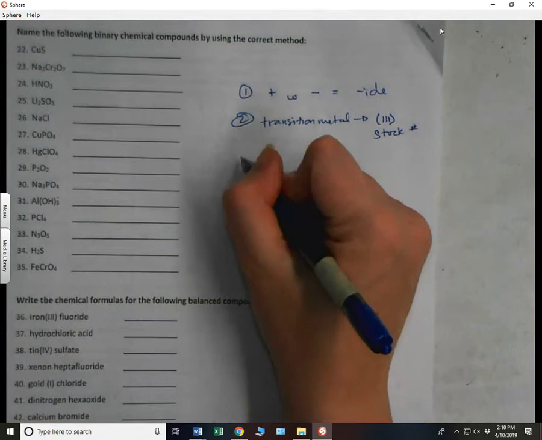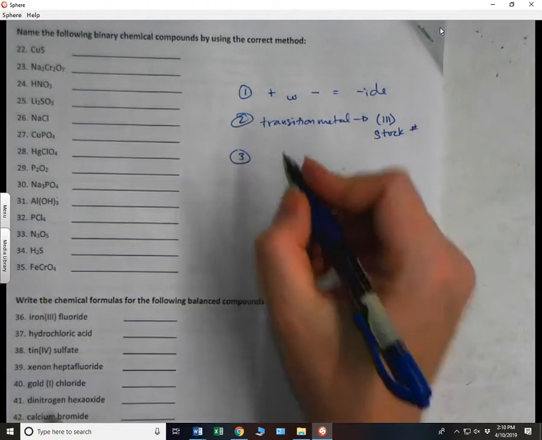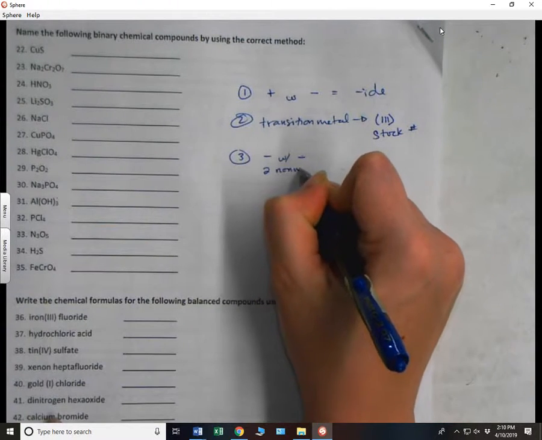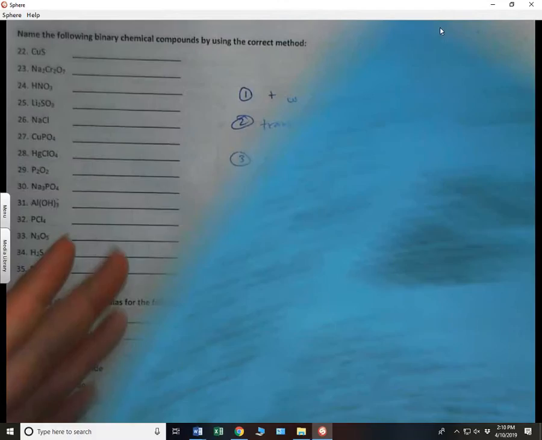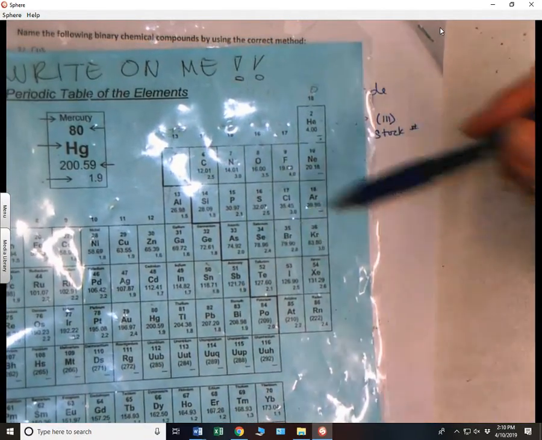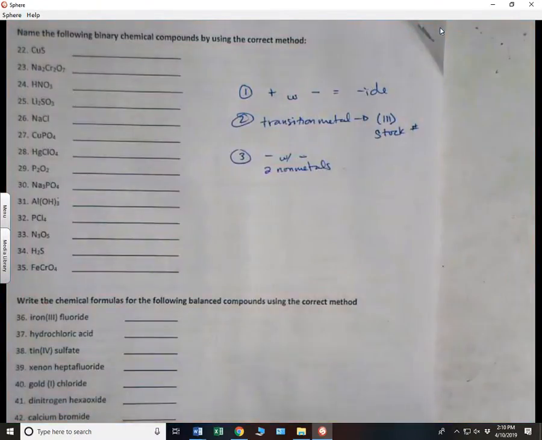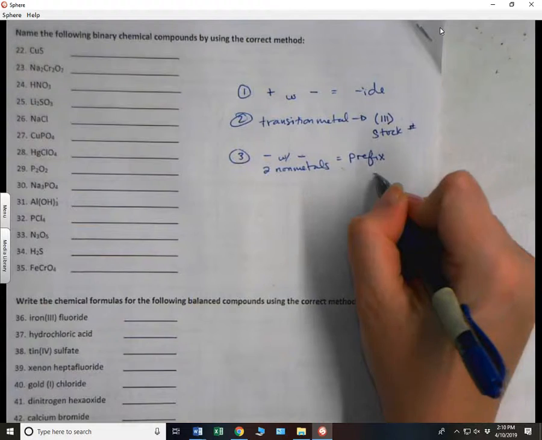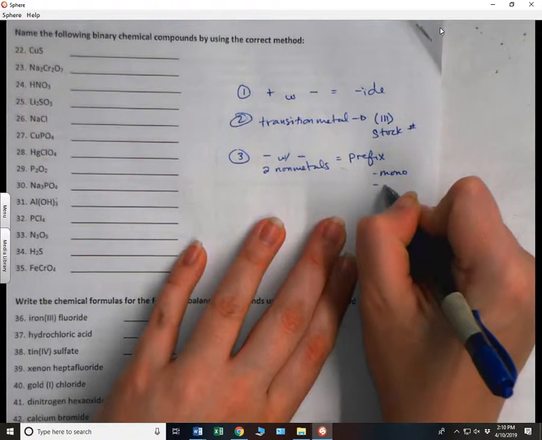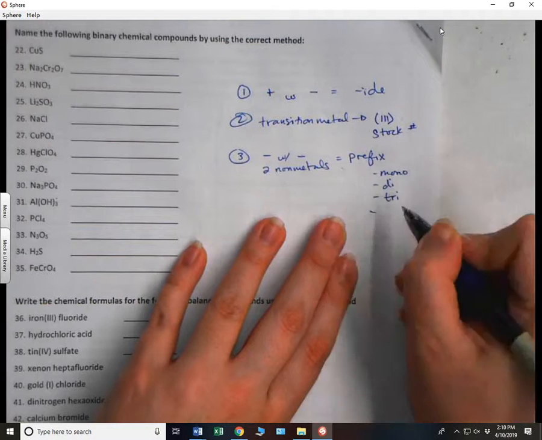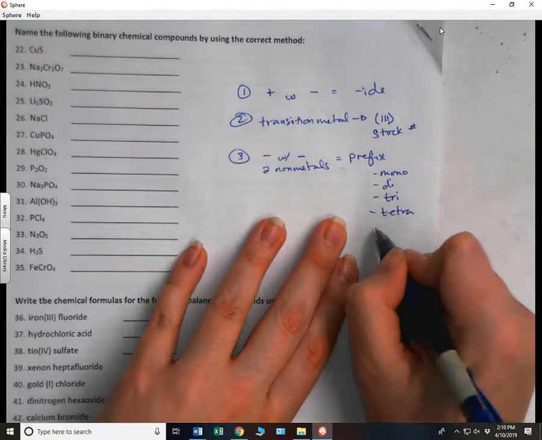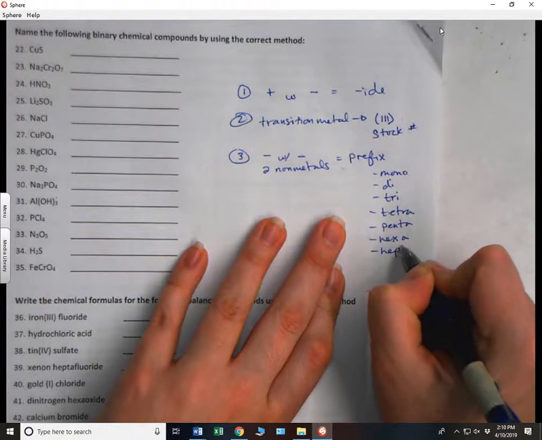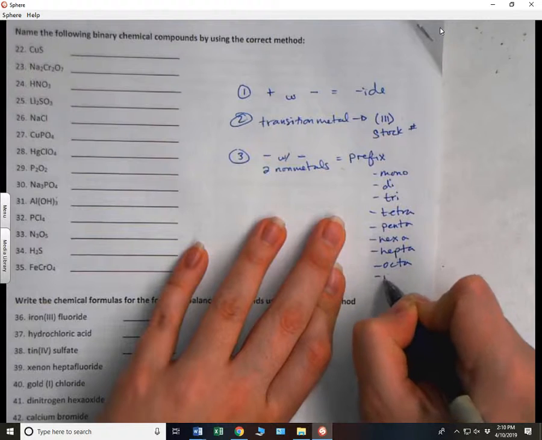The third rule is a negative with a negative, right? Two nonmetals. So ask yourself, are they both to the right of the stair step? And if the answer is yes, this is when you use prefixes. And this is the only time you use prefixes. Let's list them just in case. Mono, di, tri, tetra. You have to have these memorized. Penta, hexa, hepta, octa, nona, deca.